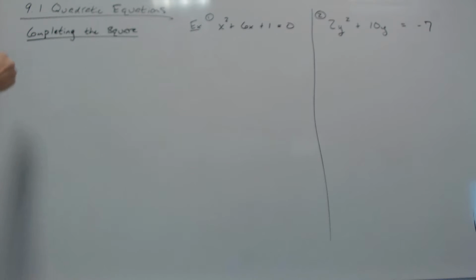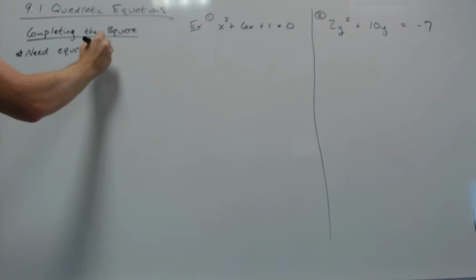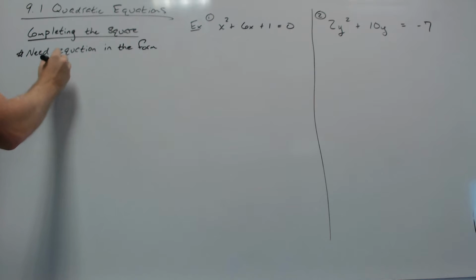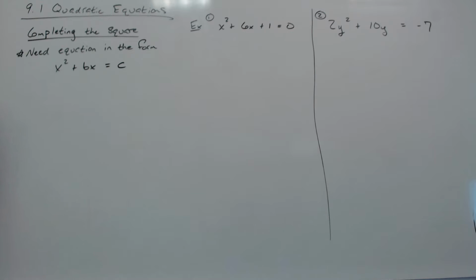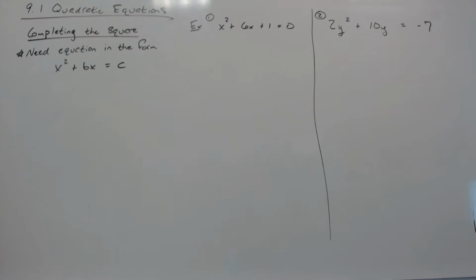Right, so for completing the square, we need the equation in the form x squared plus bx equals c. Notice I can't even have an a term here, and in order to start completing the square, we need to cancel out or somehow eliminate any coefficient of x squared that I have. So specifically in example number 2, this 2 is going to be a problem that we have to handle before I start completing the square.